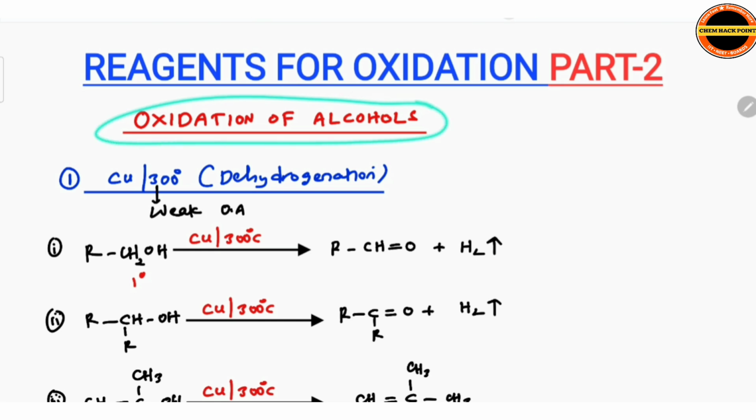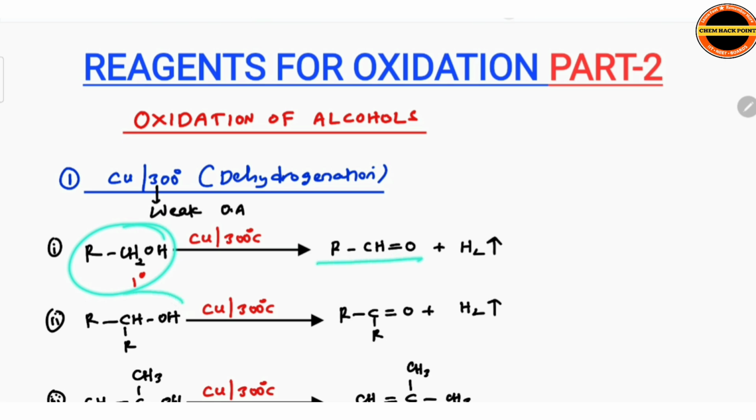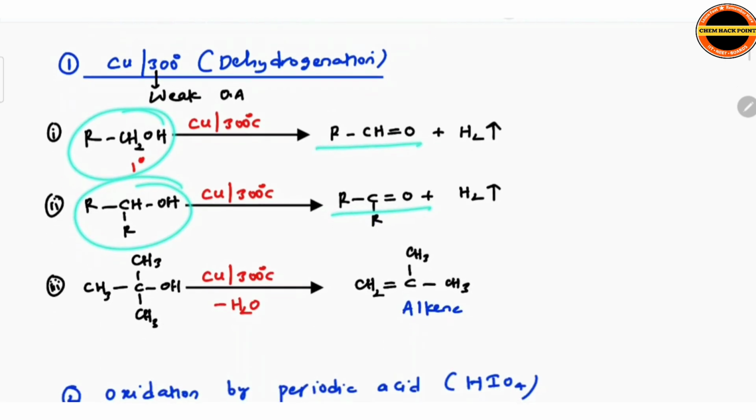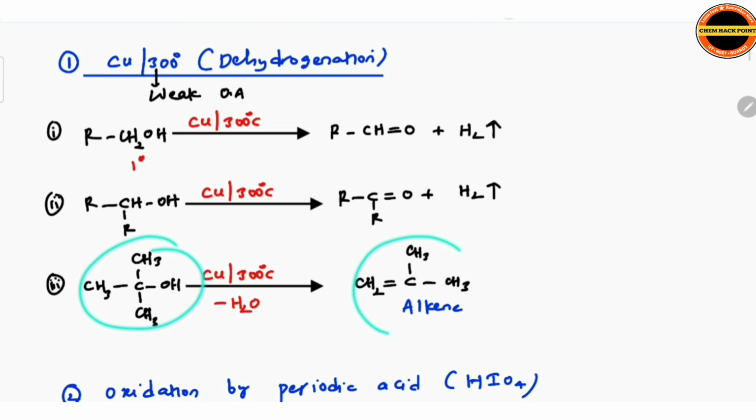Oxidation of alcohols. Copper at 300 degrees Celsius acts as a weak oxidizing agent. Primary alcohol gives aldehyde, secondary alcohol gives ketone, whereas tertiary alcohol gives alkene after elimination of a water molecule. So you can specify here both secondary alcohol as well as tertiary alcohol.